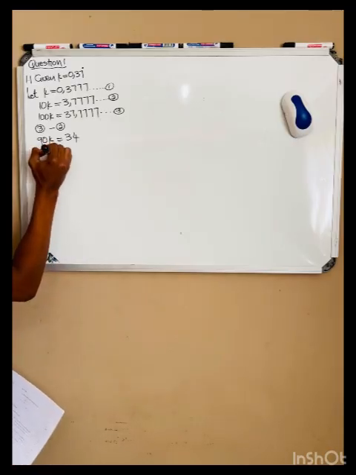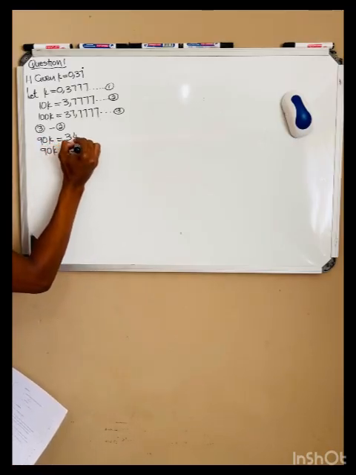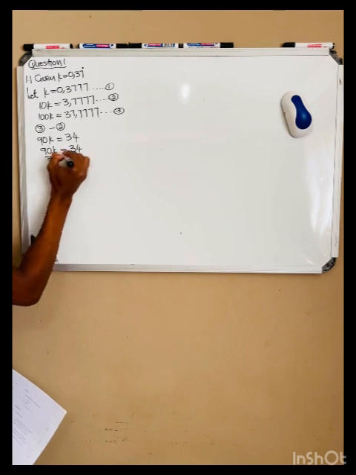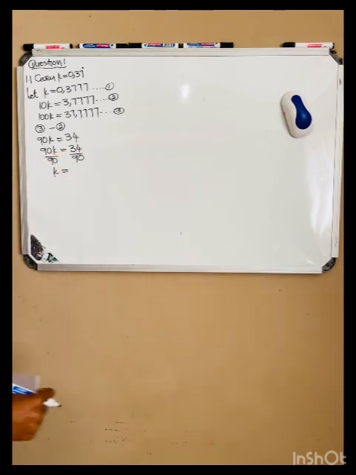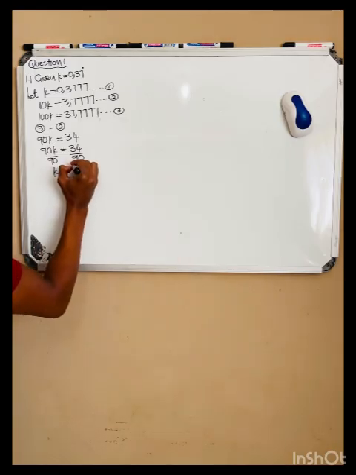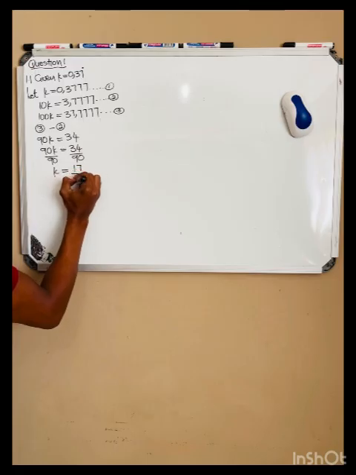Then from here you know what to do. We are looking for k, so we divide by 90, and what we do on the left we also do on the right. So k is going to be what? You can utilize your powerful machine, which is your calculator. If you divide 34 by 90, you'll get 17 over 45.